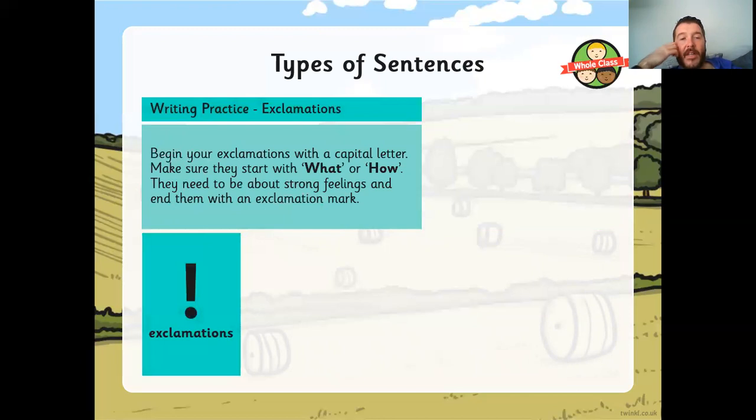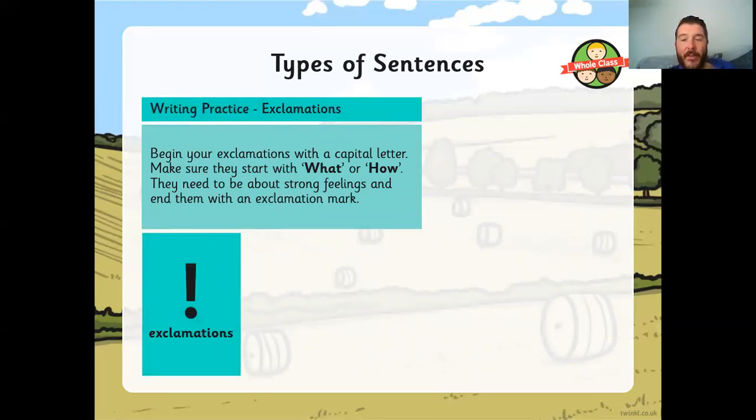Okay, let's move on. So we're going to have some writing practice with exclamations now. We begin our exclamations with a capital letter, always. We make sure they start with what or how. They're not exclamation sentences if they don't start with what or how. They need to be about strong feelings and end them with an exclamation mark.